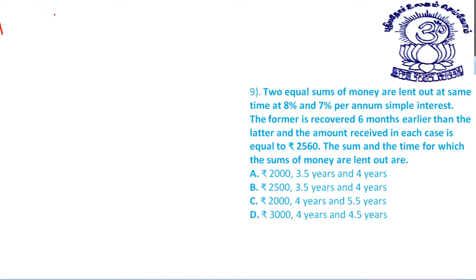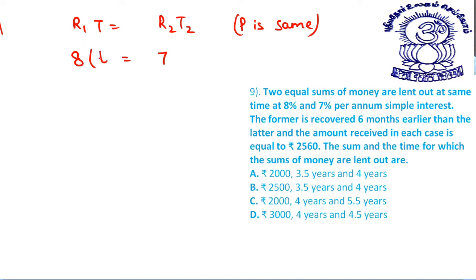Look, we already know the principal is same. First of all, we know the logic P1 R1 T1 is equal to P2 R2 T2. Our principal is same, so let's say I remove this. Now what is rate 1? 8. What is rate 2? 7. What is time 1? See, the former is recovered 6 months earlier than the latter. So let's say if this time is t, this time will be t plus half. I hope you understand this. If this is t, this will be t plus half, or I can say t upon t plus half is equal to 7 by 8.